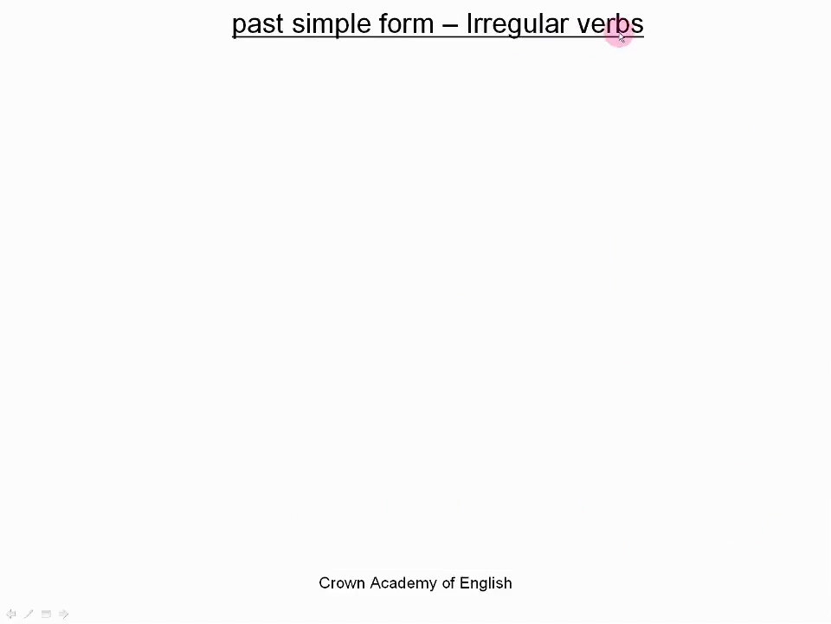Now, irregular verbs. There are no rules really for irregular verbs.